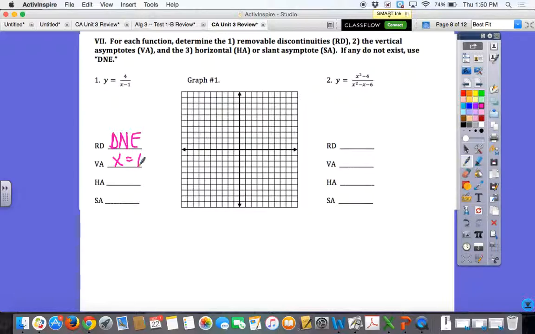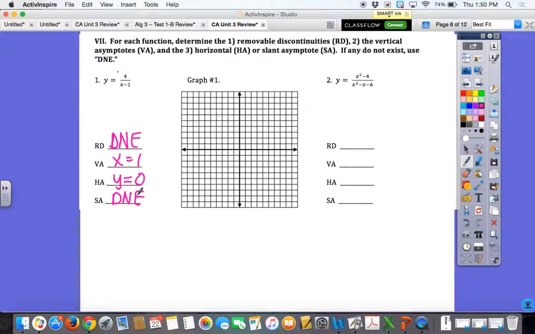Horizontal, it's your degrees. The degree of the top is 0 because there's no x's. The degree of the bottom is 1. It automatically then is y equals 0. Since you have a horizontal, you do not have a slant. Yes, you have to graph number 1.